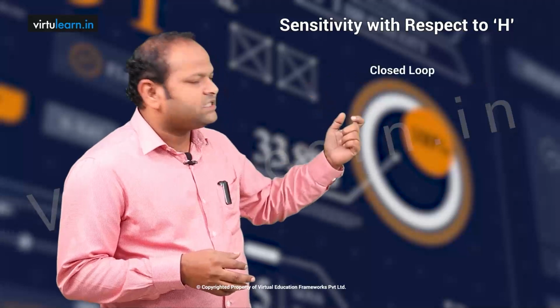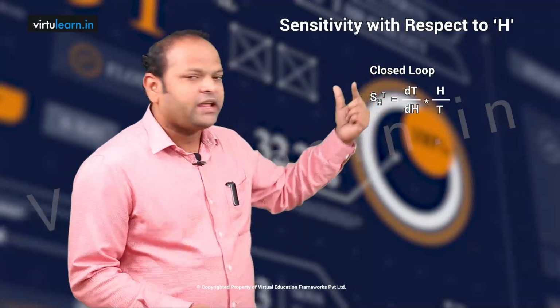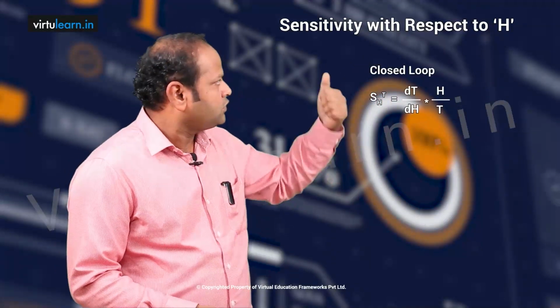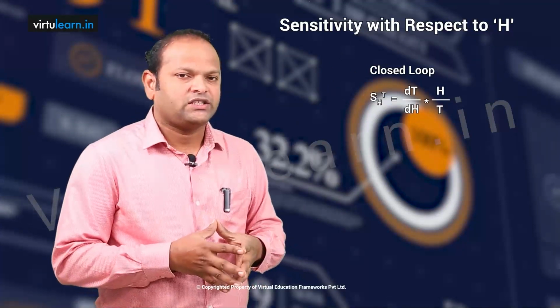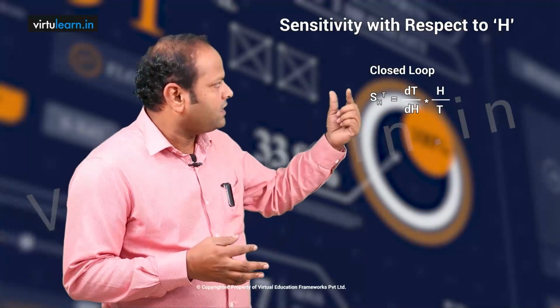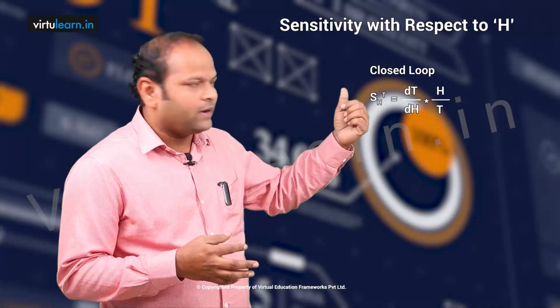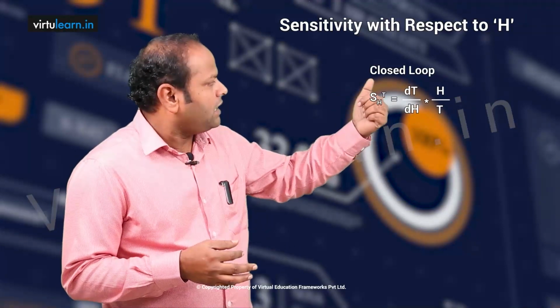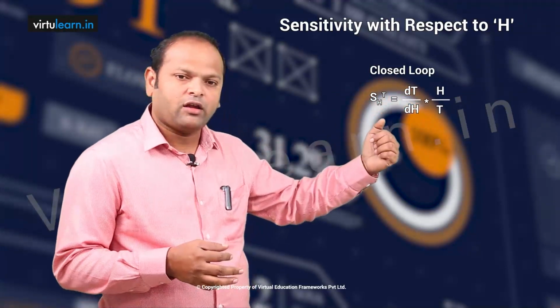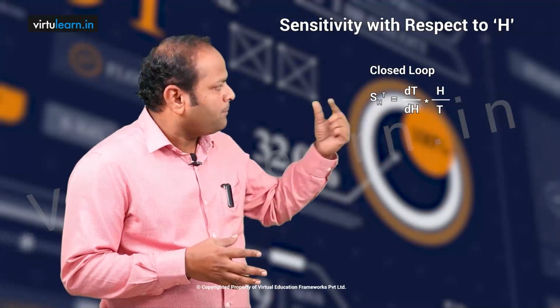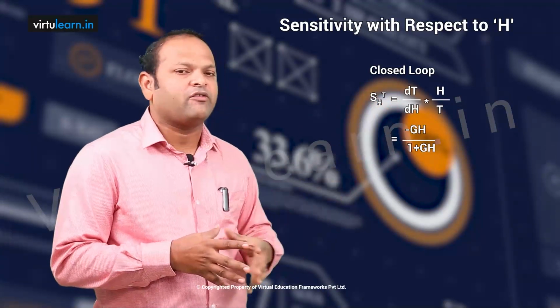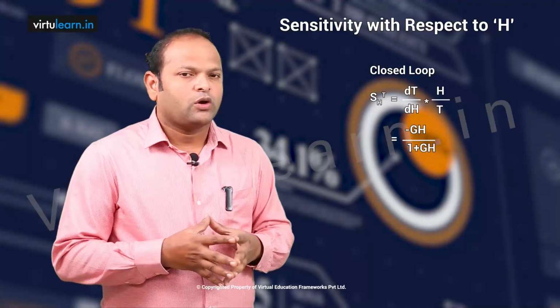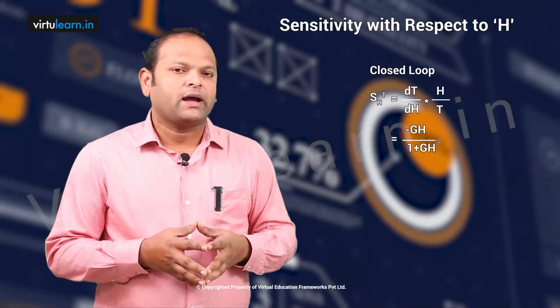Next, I can also find out the sensitivity with respect to H, the feedback path transfer function, S_T^H. We have dT by dH into H by T. So initially find out what is dT by dH, do the differentiation, and then into H by T. When you substitute everything, you will be getting minus GH divided by 1 plus GH. This is for the closed loop system or feedback system.